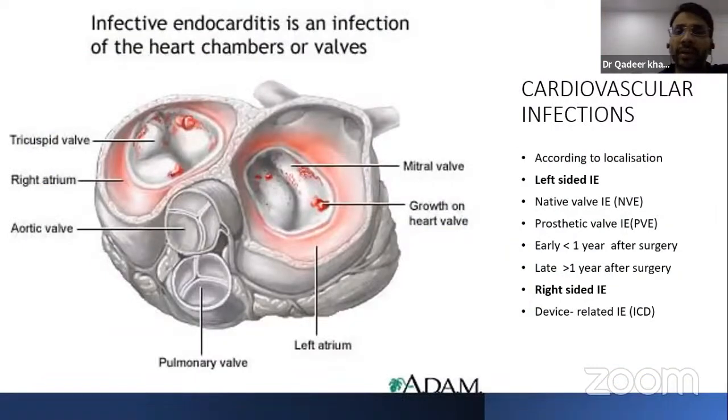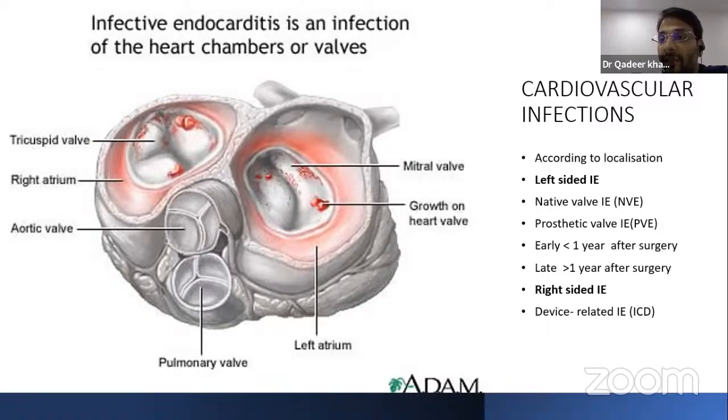Cardiovascular infections: most commonly the infection of the native valves or the prosthetic valves. Multiple causes can be there. Most commonly seen in patients who are chronic drug abusers. We also see these cases in patients having indwelling catheters for a longer duration, like CKD patients requiring dialysis, having permacaths, who can have infective endocarditis.